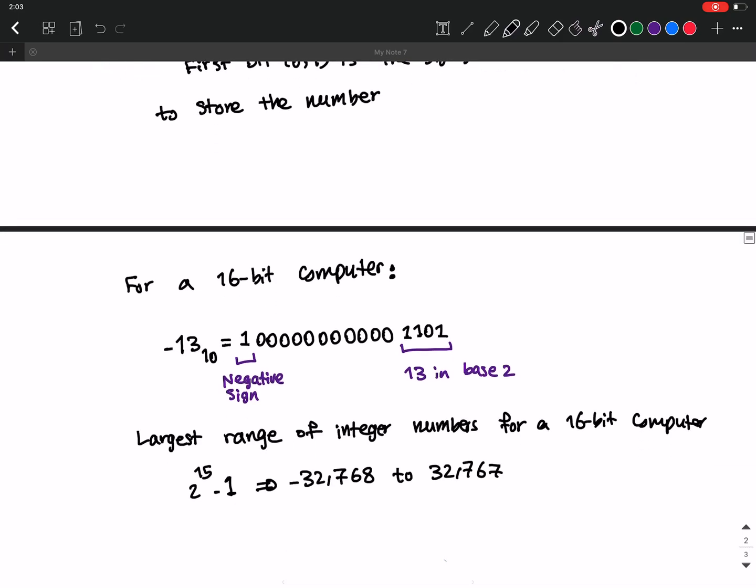Okay, so it's going to be from 0, 1, 2, 3, 4, 5, 6, 7, 8, 9, 10, 11, 12, 13, 14, 15, 15, yeah, right.